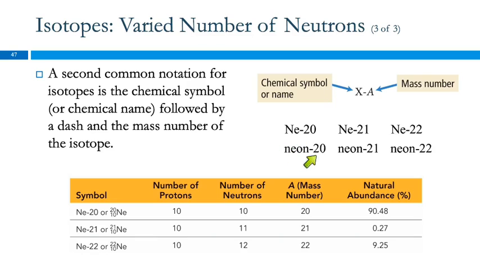So Ne20 or neon 20, and here's a table just comparing those three isotopes. They all have the same number of protons. The number of neutrons is what's different, and the mass number is the sum. 10 plus 10 is 20. Here's the natural abundance, and you see these numbers are somewhat random. They appear to be random. 90.48% is neon 20, 0.27% neon 21, 9.25% neon 22. Those are not numbers that we remember. If we need them, we look them up. Okay.